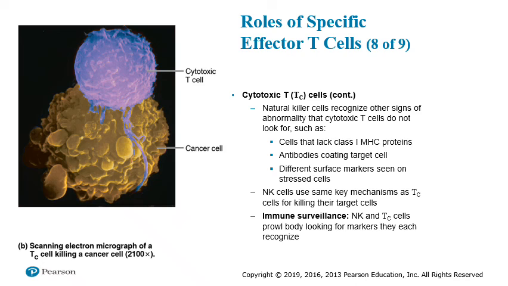The NK cells use the same key mechanism as your killer T cells. They create a pore, and then they throw in the enzyme, or a grenade, and make the cell explode. And they also do what you call immune surveillance. Your NK and killer T cells are prowling around the body looking for markers that they can recognize to be foreign.